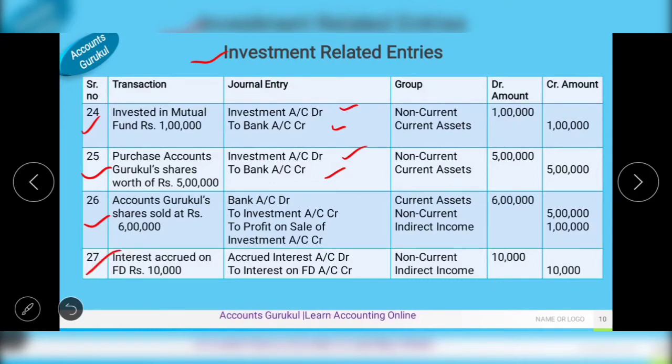Now the next is interest accrued on FD. Suppose we have a fixed deposit, and we have got interest of 10,000 on the FD. That is accrued interest, meaning the bank hasn't done the distribution yet, but we have to consider the accrued interest and pass the entry into the system. So accrued interest account debit, that's a current asset of 10,000, to interest on FD account credit. That's an indirect income going to hit the P&L account, that's 10,000.